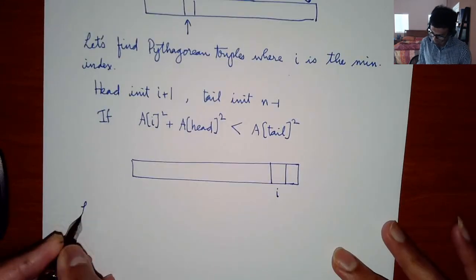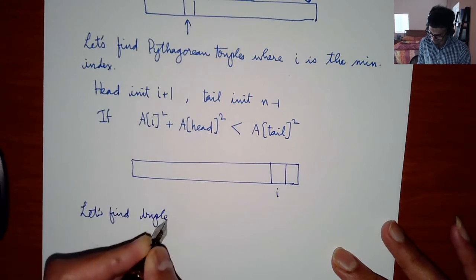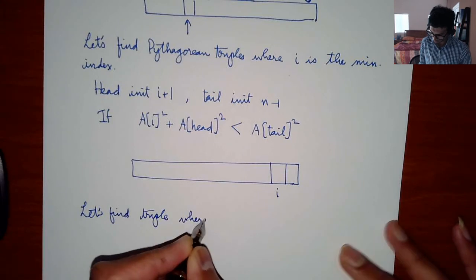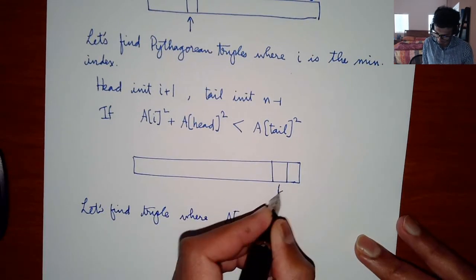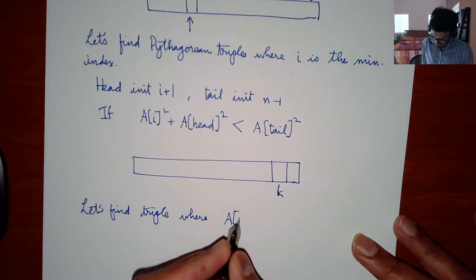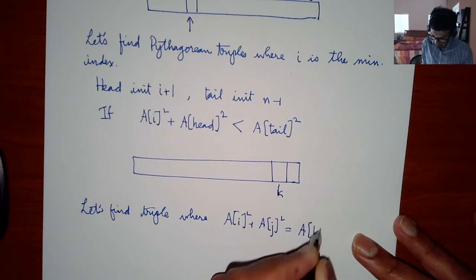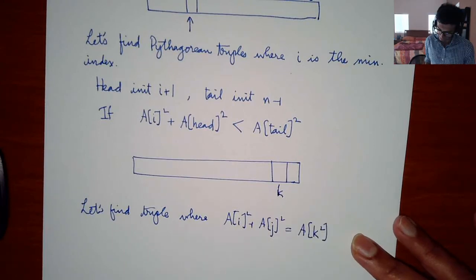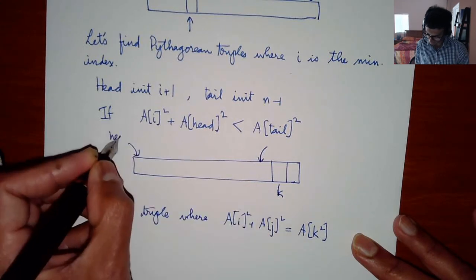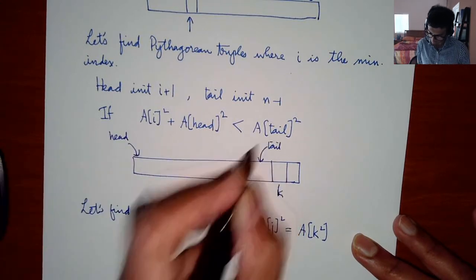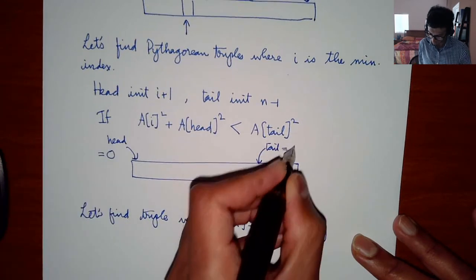I'll say let's find a triple where some A, I'm going to refer to this as K, where A_i squared plus A_j squared is equal to A_k squared. So I need to find two things that are less than k. And now what I have is a head and a tail. Head is going to initially start at 0, and tail is going to start at k minus 1.